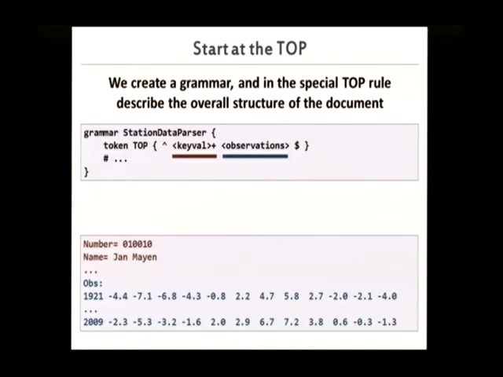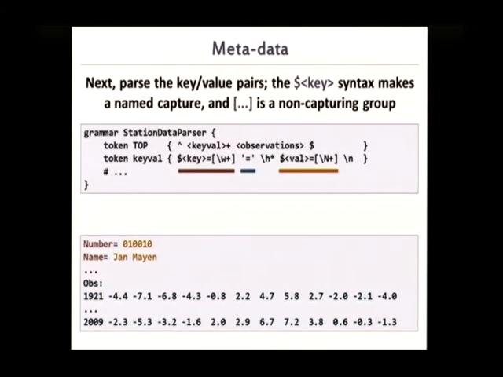Okay? And what I'm doing is I'm describing the overall structure of this. So I'm saying there's one or more key values at the top. Things like number is this, name is this. And then there's a bunch of observations, this section. Okay? So, what now? Well, let's do a key and a value. What I'd like to do is not just parse this, but have a way of actually pulling all the information out of there. So what I'll do is I'll just bind to a named capture.